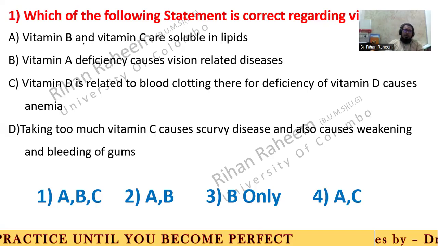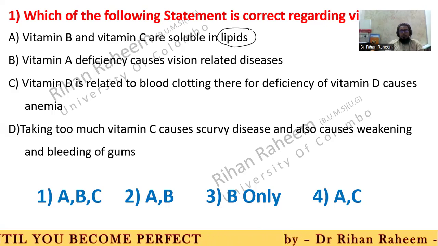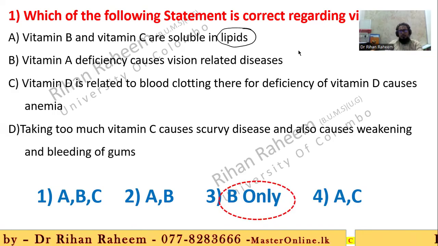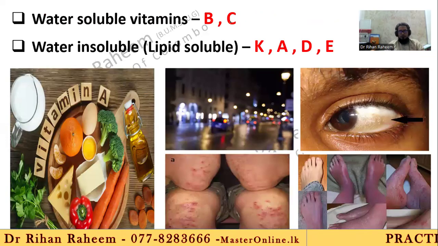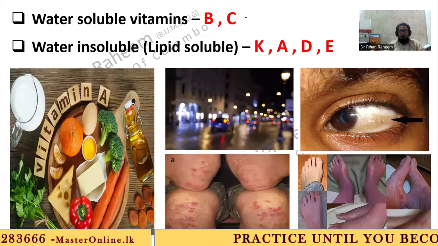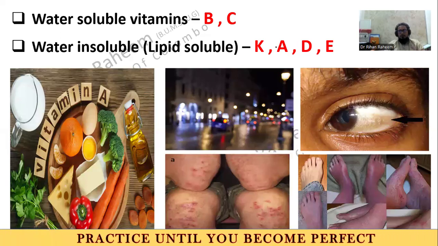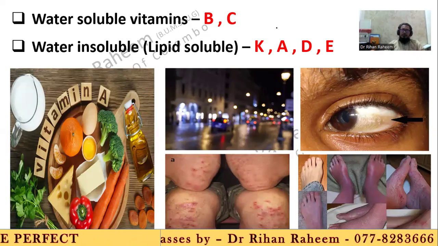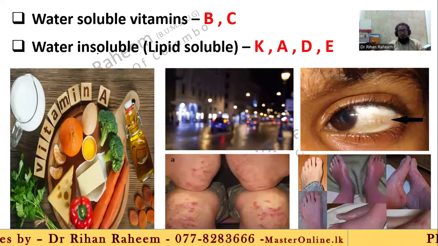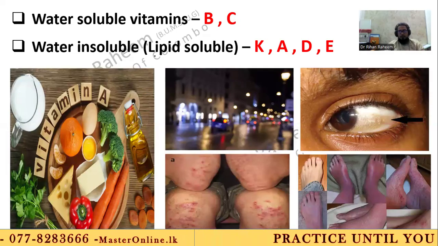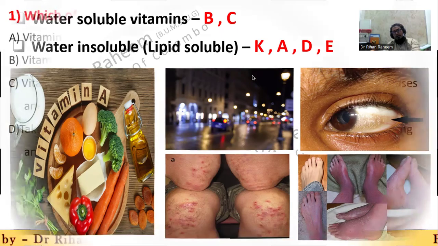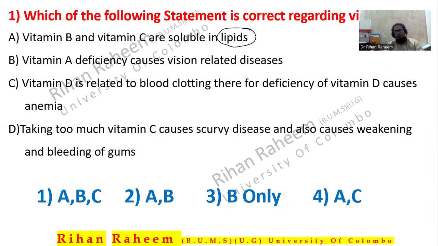So, vitamin B and vitamin C are soluble in lipids. This statement is wrong because you all know vitamins can be classified into two: water soluble vitamins, those are B and C, and water insoluble ones, which are K, A, D, E, short form KADE. Even though the vitamins KADE are insoluble in water, they are lipid soluble. But in the question, they have said that vitamin B and C are soluble in lipids. So therefore, it is totally wrong.